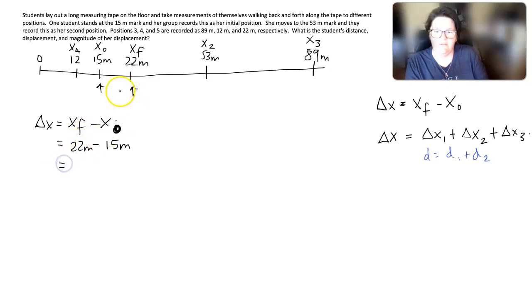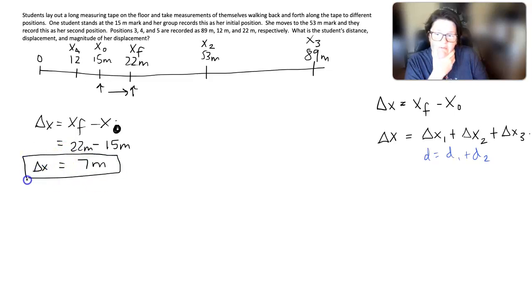So her displacement was 7 meters. And she went this way, right? So it's 7 meters to the right, from 15 to 22. That's her displacement. Done. If you have initial and final position, displacement's super simple. Distance is actually going to be a little bit trickier on this one.